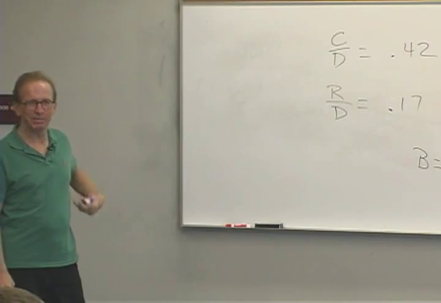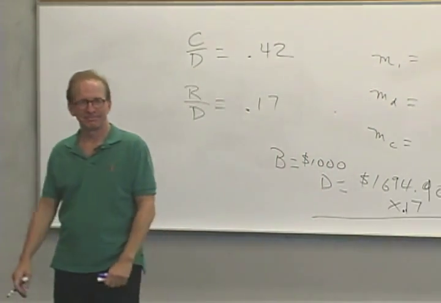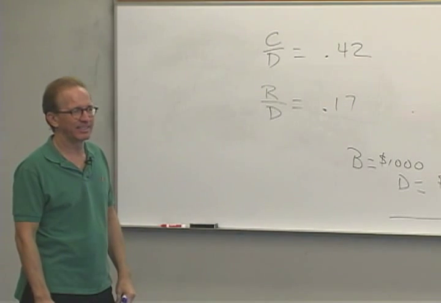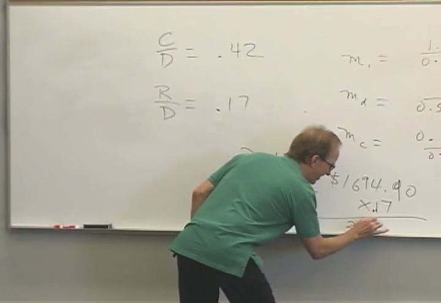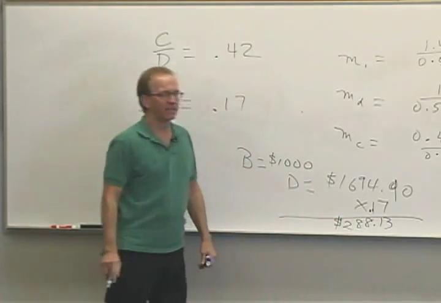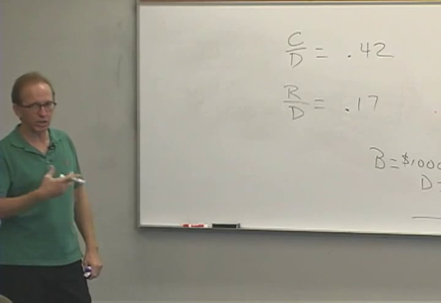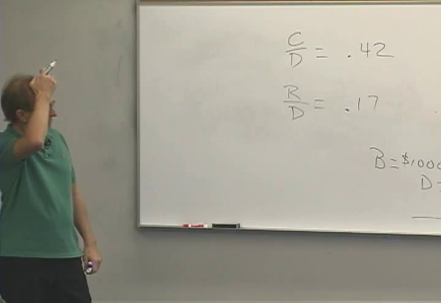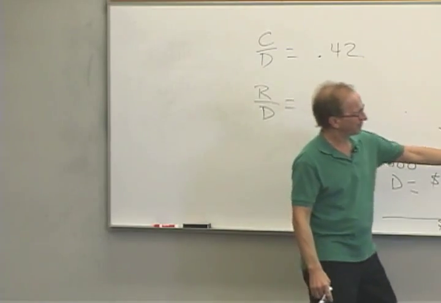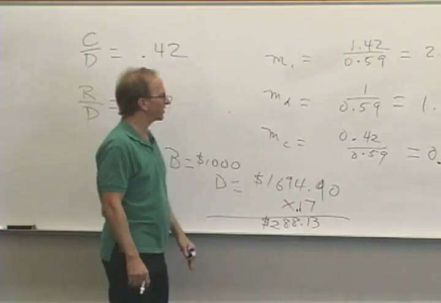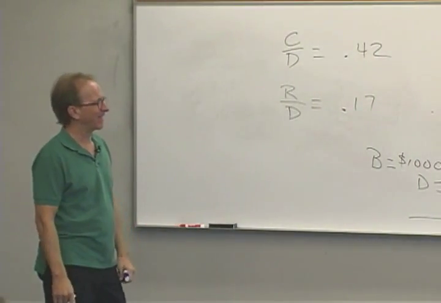How much is it? Anybody? 17% of $1,694.90? 288? I thought it was going to be 289. 288, how much? 0.13. These things all fit together, though, these concepts. And so if you have a good understanding of it, you can go from one to the next. Okay, so the reserves of 288, and there will be $711.90 worth of currency, would add up to the monetary base of $1,000. All right? Okay. So, are we okay with this?